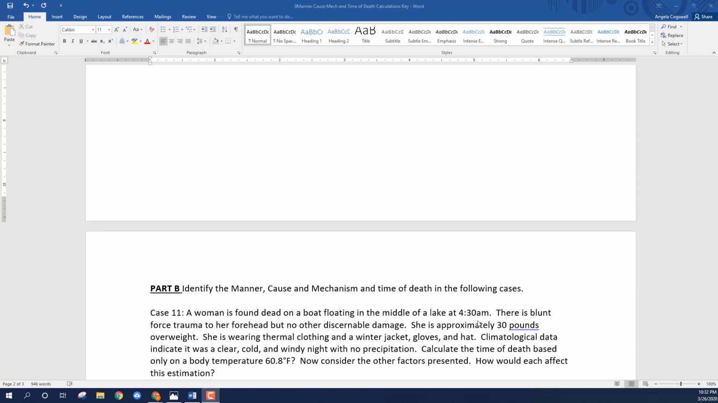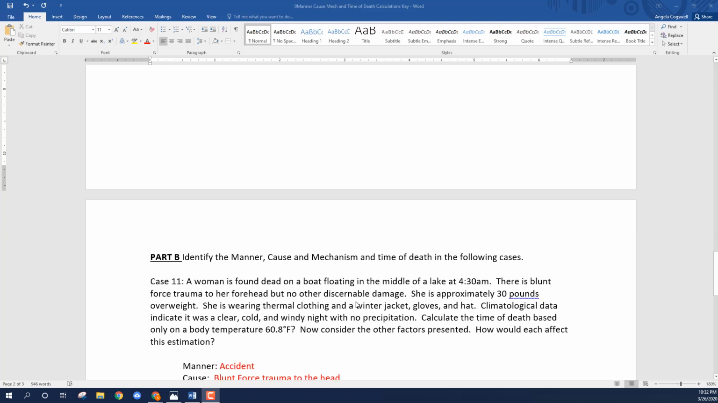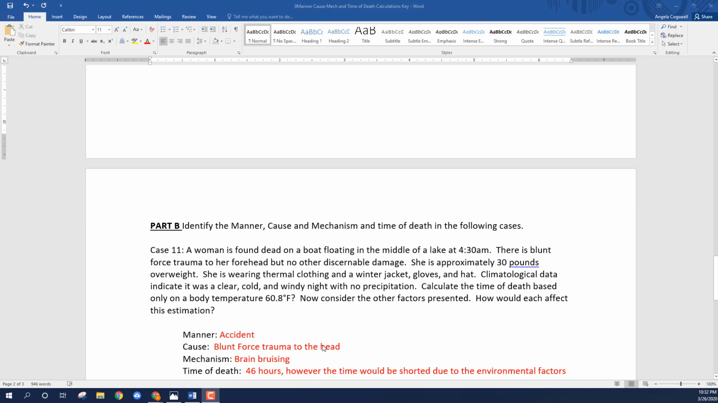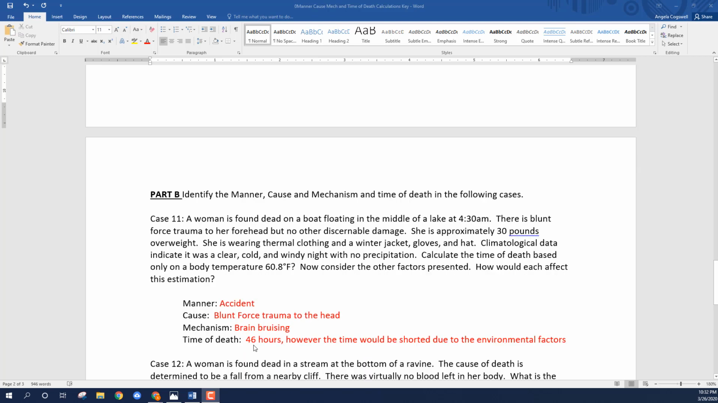What killed her? Right, she's alone on a boat in the middle of a lake. She has a head injury. She fell. She might have been hit by the sail boom, what have you. So we're going to call her death an accident. And right here it says she has blunt force trauma to her head. So there's her cause. And then the mechanism, you put down something like brain bruising, head injury. I'm good with that. When we do our calculations, which I've been through enough, I'm not going to walk you through this one. It came out to a 46-hour time of death.